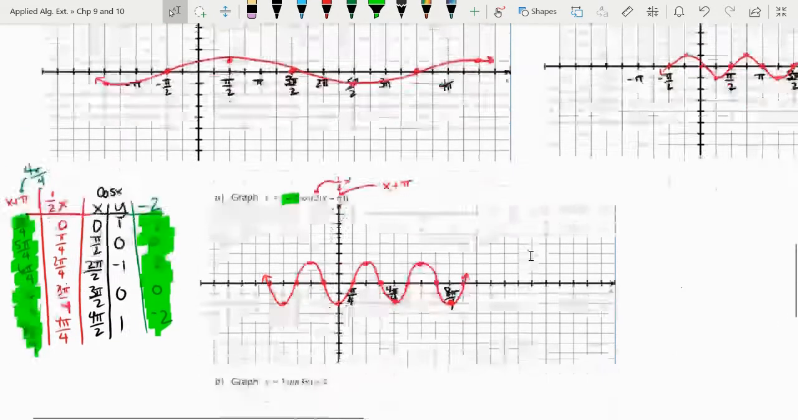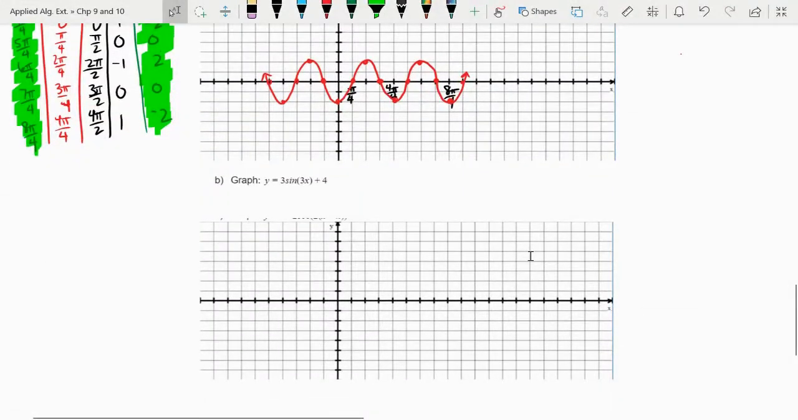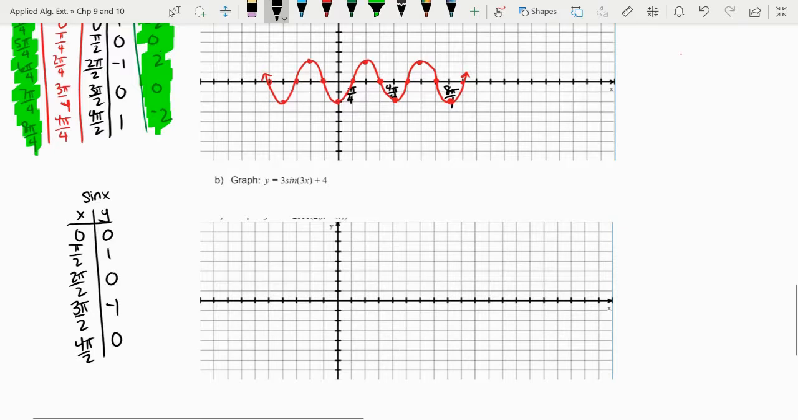I'm going to do one more example here. And it's this guy, 3 sine 3x plus 4. So now I need the key points for sine. And the x's are the same. I'm going to, again, keep the common denominator. And the y's, I'm going to make this guy x, start at 0. And then up, back down, all the way down, back to 0.